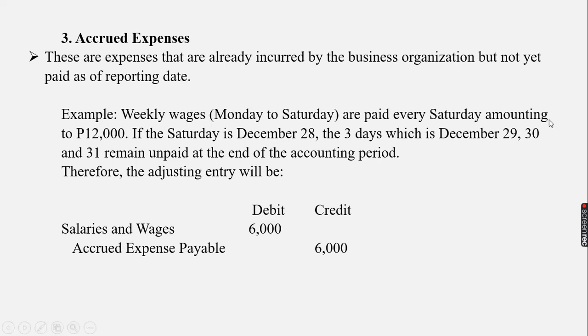Oh, ito na yung example ko kanina, amounting to 12,000. So, if the Saturday is December 28, the 3 days which is December 29, 30, and 31 remain unpaid at the end of the accounting period. So, therefore, ang adjusting entry mo is salaries and wages, 6,000, and the accrued expense payable mo is 6,000. So, yun yung entry mo.